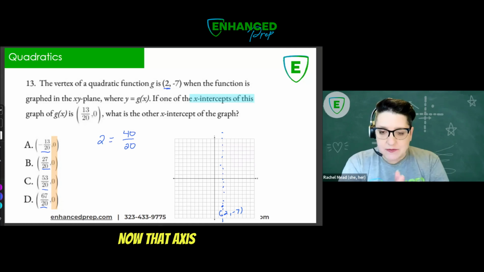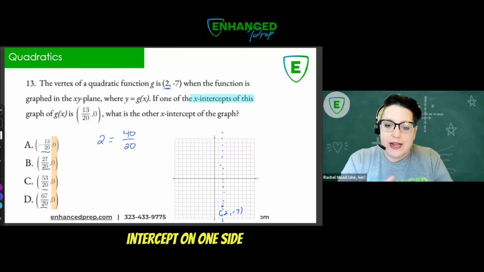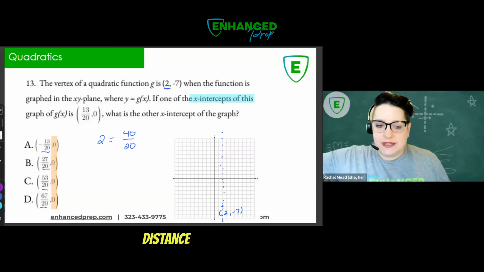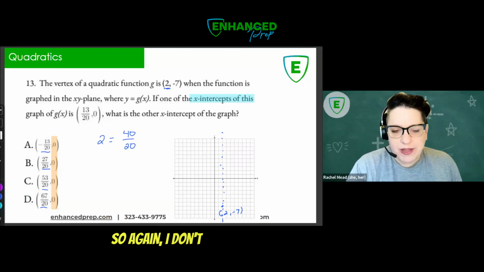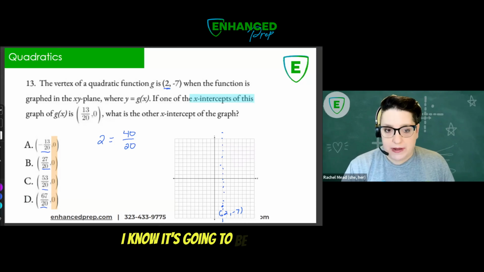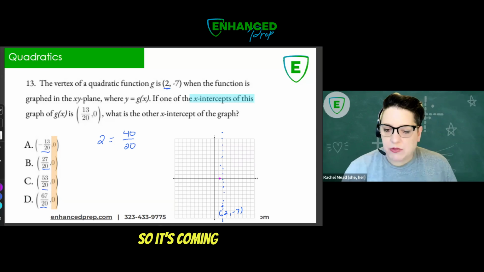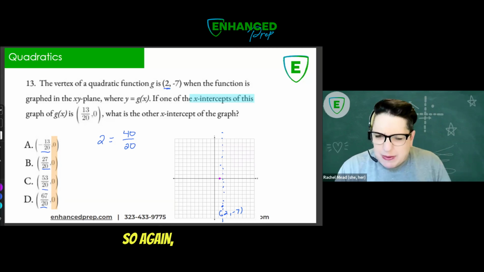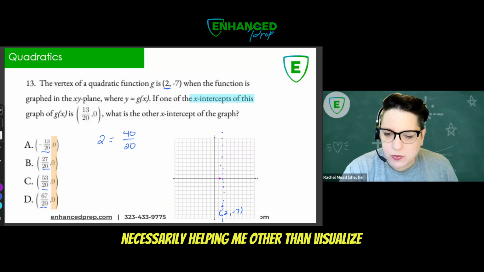Now, that axis of symmetry means that the x-intercept on one side is going to be an equal distance to the x-intercept on the other side. So again, I don't really care exactly where this 13/20 is. I know it's going to be really small. This is less than 1, but a little bit more than 1/2, so it's coming through right in here. Again, keep in mind that this graph isn't necessarily helping me other than to visualize what's happening.